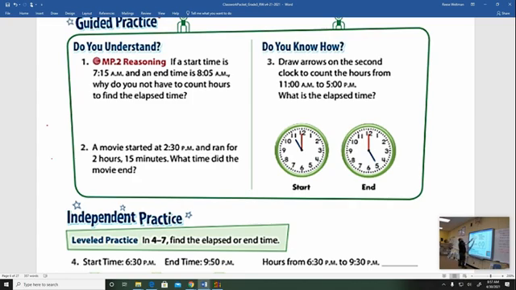Okay? If my start time is 7:15 a.m., and the end time is 8:05, this is the start time, this is the end time. That's important information. Highlight, circle, underline. I still see some of you with no pens or pencils in your hands. Look at the information, guys. Why do you not have to count hours to find the elapsed time? That's the question. If a start time is 7:15 a.m. and the end time is 8:05, why do you not have to count hours to find the elapsed time? Ariana?